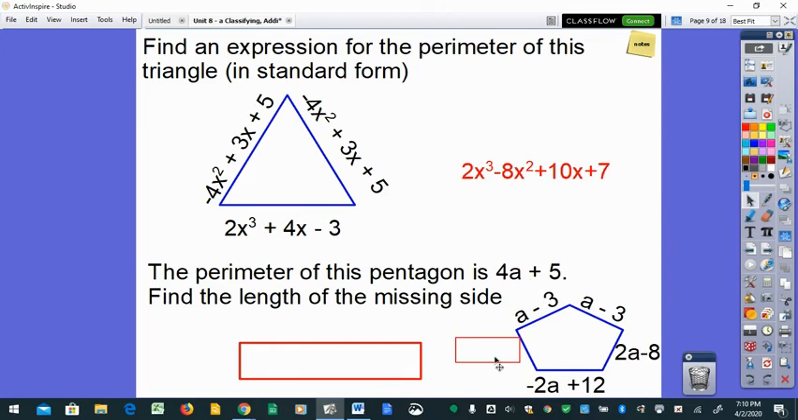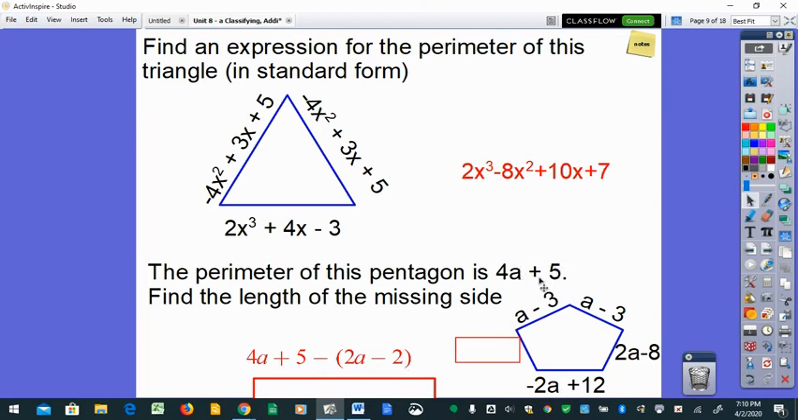Okay, now that you're back, I would first add up all of these sides. And so you see I have an A and an A, which would be 2A. 4A, take away 2A, would have a 2A right there. And then a negative 3 and a negative 3 would be negative 6. A negative 6 minus 8 would be negative 14. And a negative 14 plus 12 would be the minus 2. So the 4 sides added up would be this 2A minus 2.